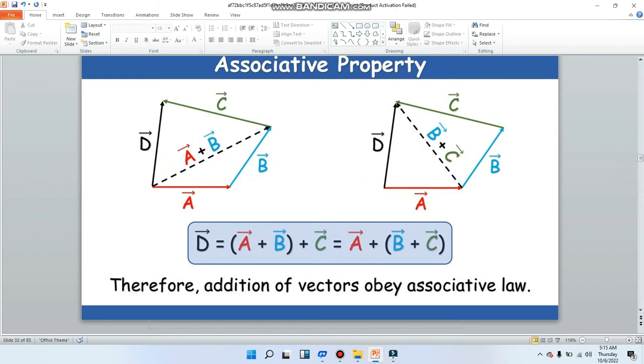Associative property. The vectors obey the associative law shown by this example. Vectors A, B, C and D, their diagonal gives the resultant of A plus B. In the same way, this figure shows. Therefore, the vector D is represented by D is equal to vector A plus (vector B plus C), or (vector A plus B) plus C. Therefore, addition of vectors obeys the associative law.